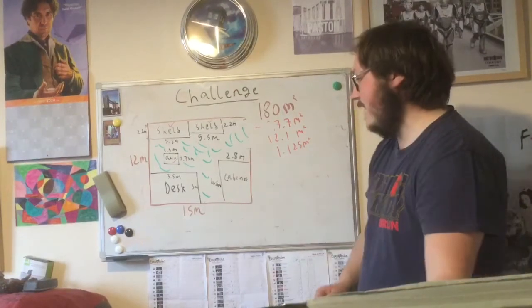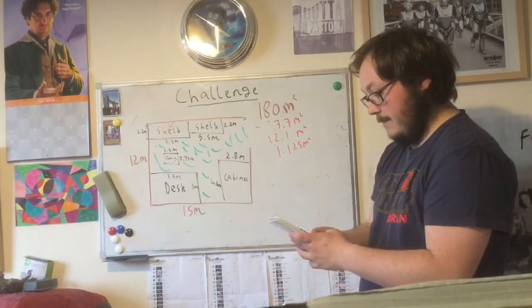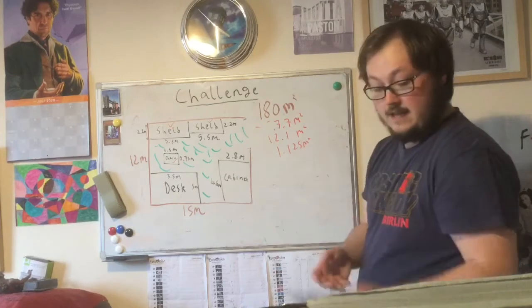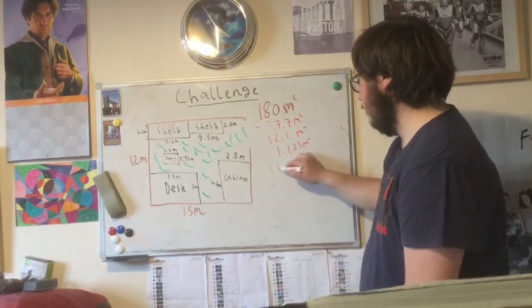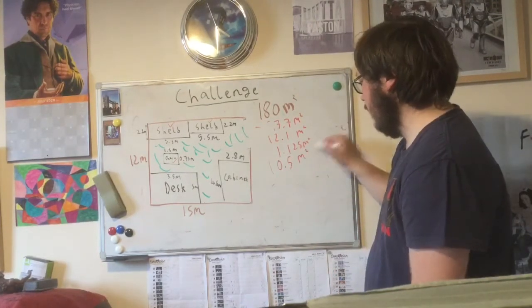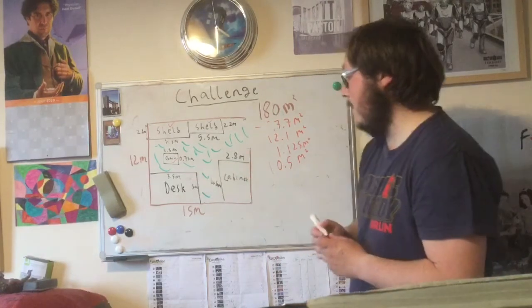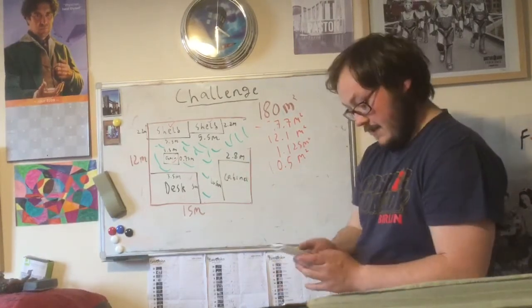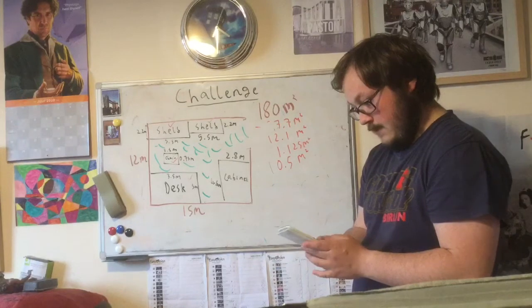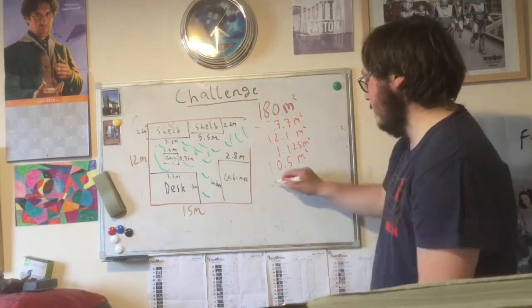We now have the desk and the cabinet. So we do 3.5 times 3. That gets us 10.5. And then finally the cabinet, 2.8 times 4.6. That gets you 12.88.